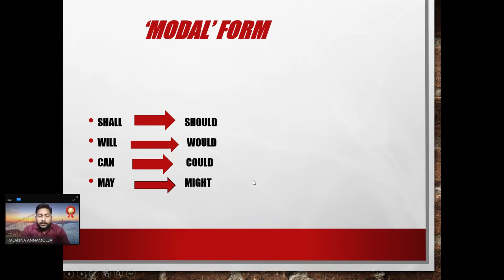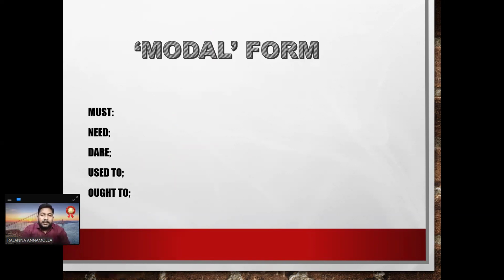And a few more modal forms are there. So must, need, dare, used to, ought to. Why do we use must? Must is used for compulsion or insistence. So you must go. You must go. That means you compulsorily have to go. You must go. Need. So you need to do it.